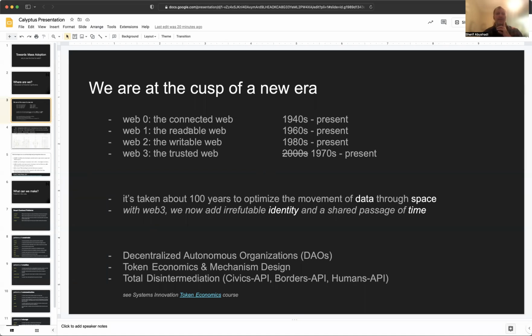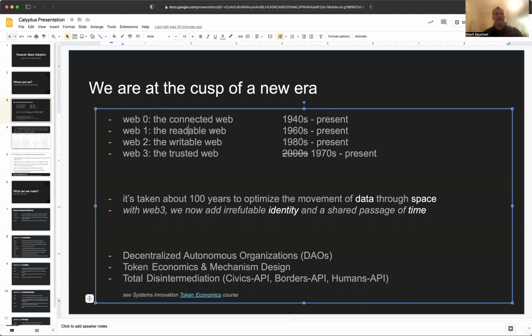So that's the connected web. The readable web, again, 1960s until the present, I would say, Web 1, we can call it, is everything from what you saw in the very early days of bulletin board systems in the 1980s. And the early experiments, obviously, with connecting these machines and sharing data back and forth. You may have seen the mother of all demos, where they did some connection across a network and shared some data. So the readable web is this mechanism that allows us to consume data through this pipeline of the connected web. So again, the Web 0 being the connections, Web 1 being the readable web.